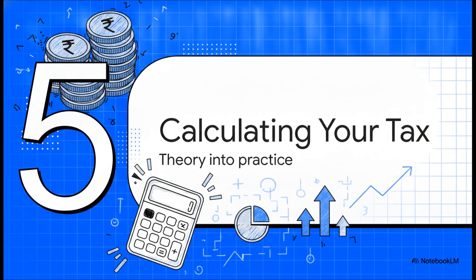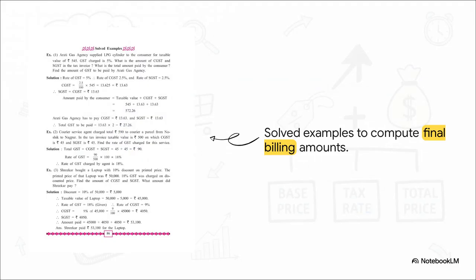Section 5. Calculating your tax. All right, dear students, it is finally time to put our theory into practice and calculate the actual rupees and paise. When we look at standard solved examples, whether you're buying a gas cylinder from a local agency or sending a courier from Nashik to Nagpur, the mathematical method is completely consistent. We find the taxable value, calculate the total GST, split it perfectly into CGST and SGST, and just add it all up to get the grand total.